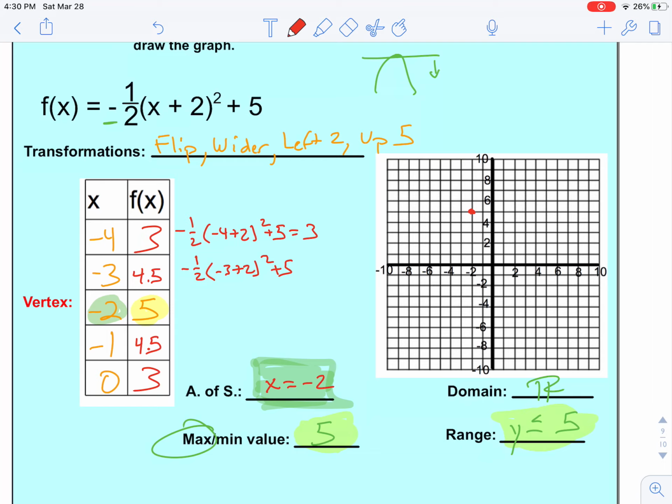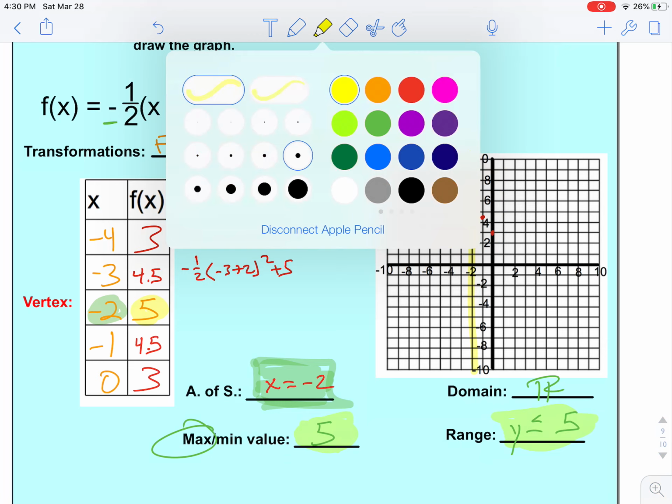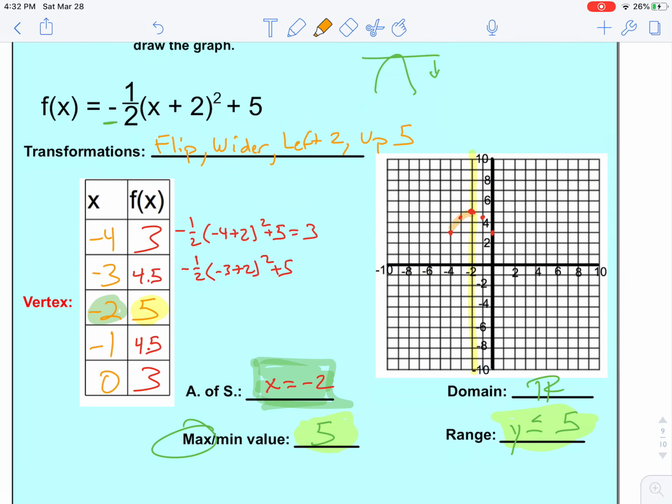-2 up 5. Okay. -3 up 4.5. Right there. Or -1 up 4.5. Okay. 0 up 3. -4 up 3. All right. So my axis of symmetry does hit right down -2. And the graph of our function is flipped. It's facing downward, just like we predicted.